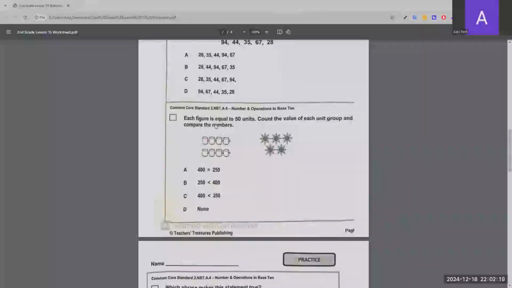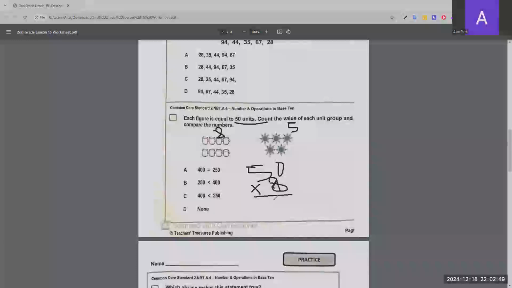Next, each figure is equal to 50 units. Count the value of each unit group and compare the numbers. So this is like number 1, except instead of 100 units, it's 50 units. So there's 8 coffee mugs here and 5 stars. So let's convert that to the units. We have to multiply each one by 50 to compare it to the units. So 50 times 8 for the coffee mugs.